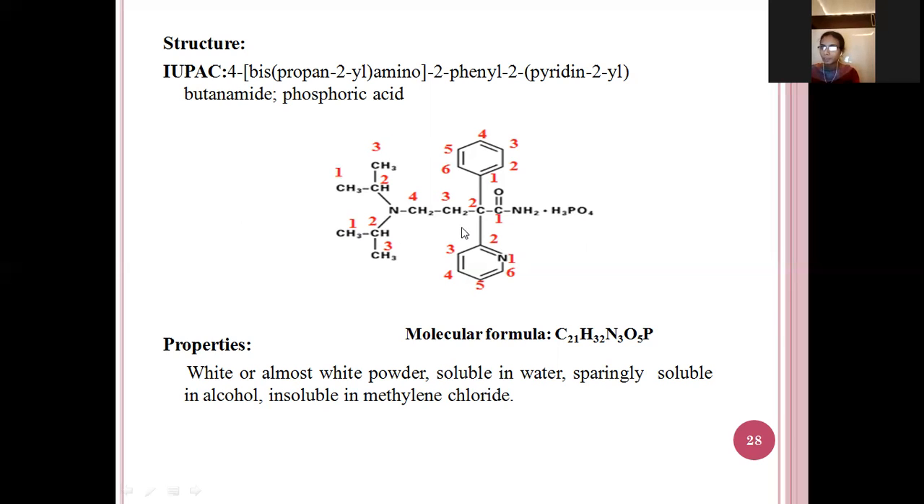See here, 4, bis, propan-2-yl amino, 2-phenyl, 2-pyridin-2-yl butanamide phosphoric acid. Next, properties: it is a white or almost white powder and it is soluble in water, sparingly soluble in alcohol and insoluble in methylene chloride.